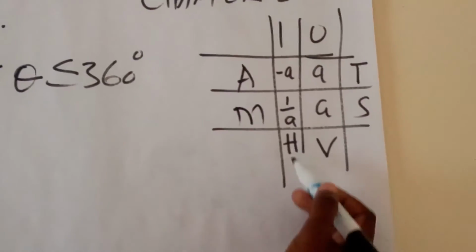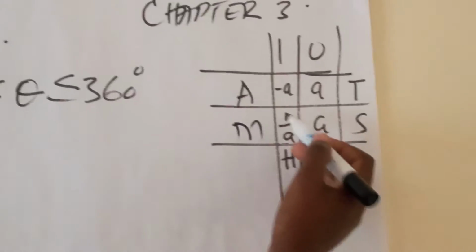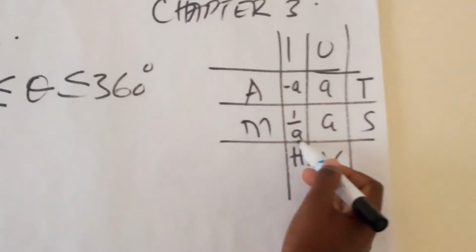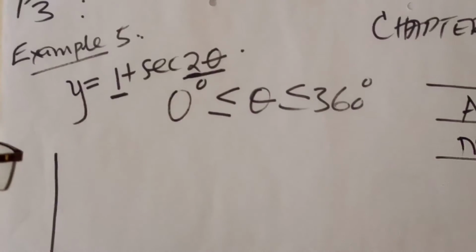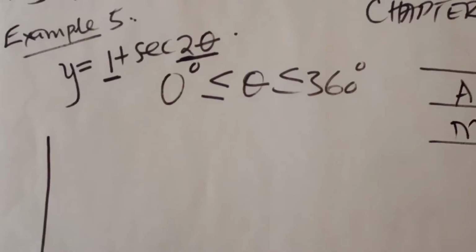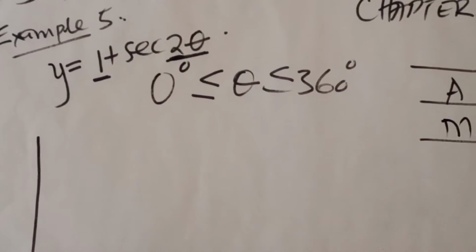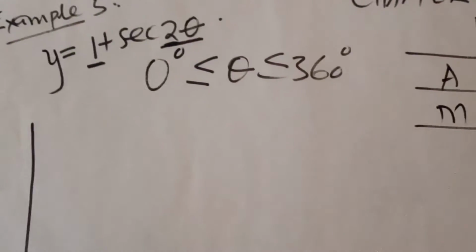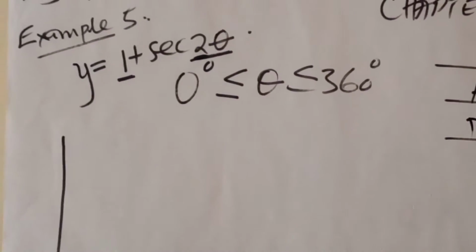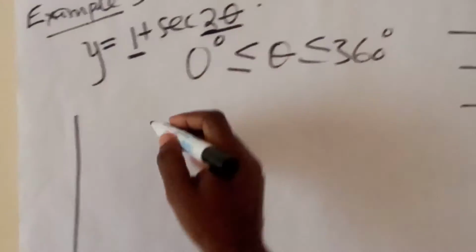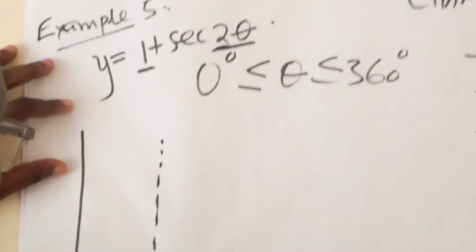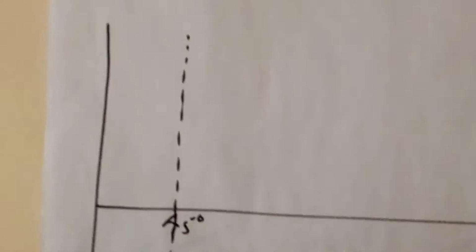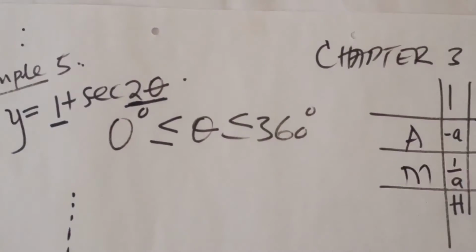Multiplication inside means we are going to undergo a horizontal stretch of scale factor 1 over a. And it follows that our a is 2. So what is 1 over 2? Which is a half. So all the lines of asymptotes will change, and they will now have to be multiplied by a half. So we are going to have an asymptote now at 45 degrees, because it was originally at 90.